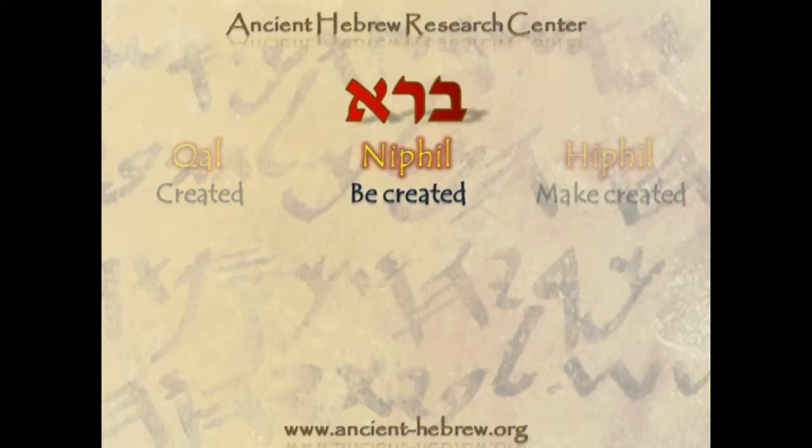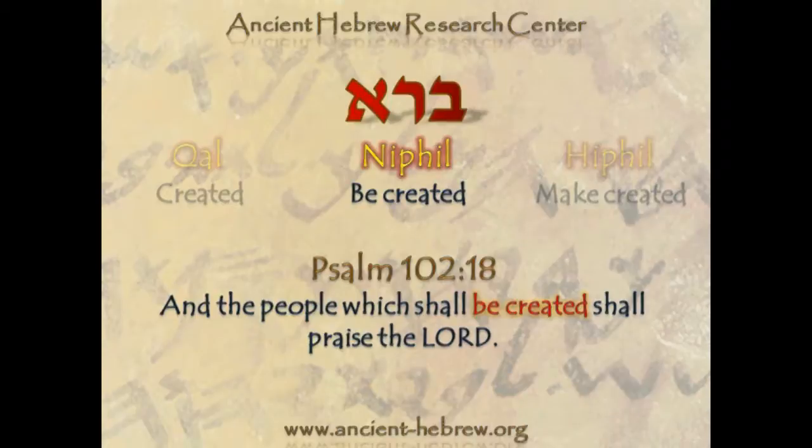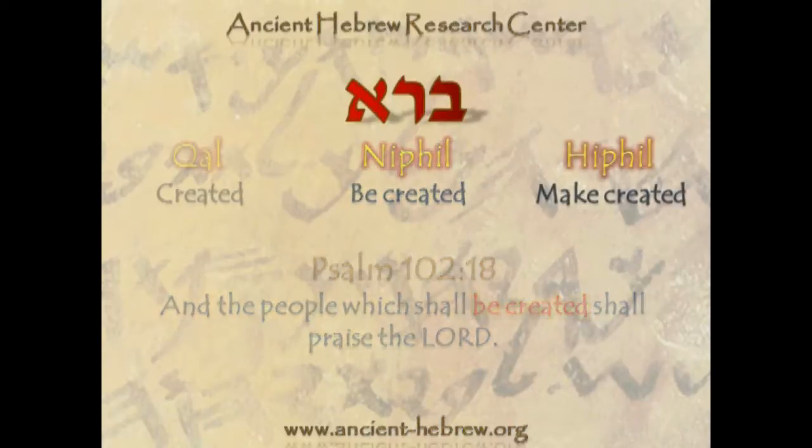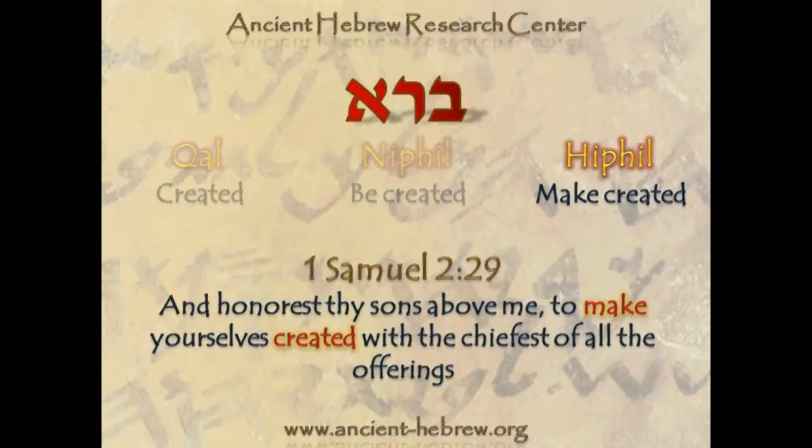Now let's take a look at a verse with the nifal form of the verb. "And the people which shall be created shall praise Yahweh." And that works. Now let's take a look at the hifil form of the verb in 1 Samuel 2:29. "And honorest thy sons above me, to make yourselves created with the chiefest of all the offerings." Now, that doesn't exactly make sense to me.